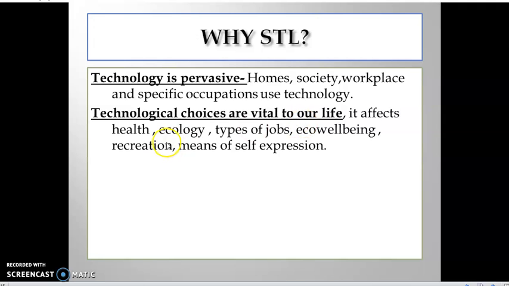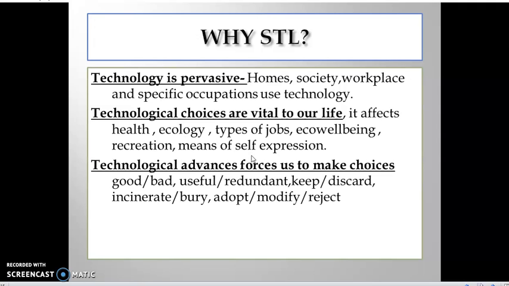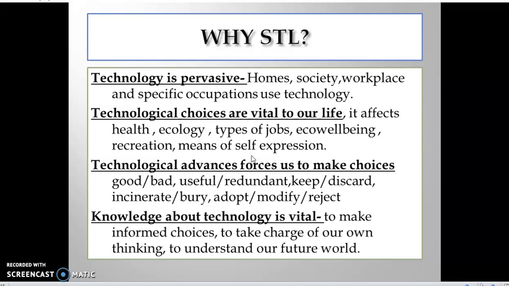Second one is technological choices are vital to our life. It affects health, ecology, types of jobs, economic well-being, recreation, means of self-expression. So it has become an integral part of our life. And technological advances force us to make choices, may it be good or bad, useful or redundant, keeping or discarding, incinerating or burying, adopting, modifying or rejecting. And knowledge about technology is vital to make informed choices, to take charge of your own thinking, and to understand our world. Technology has been playing a very important role.